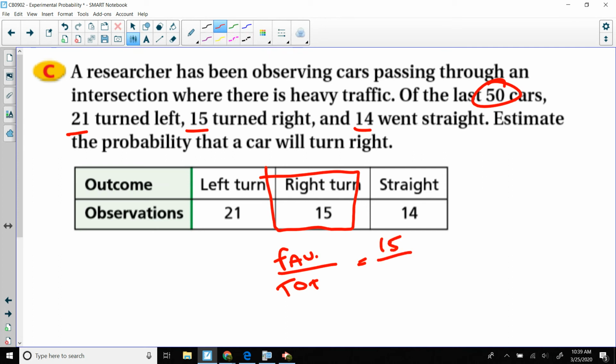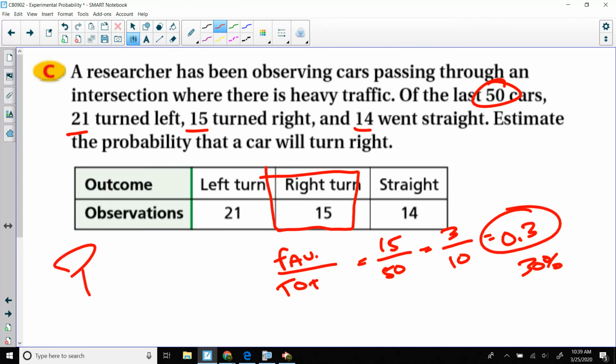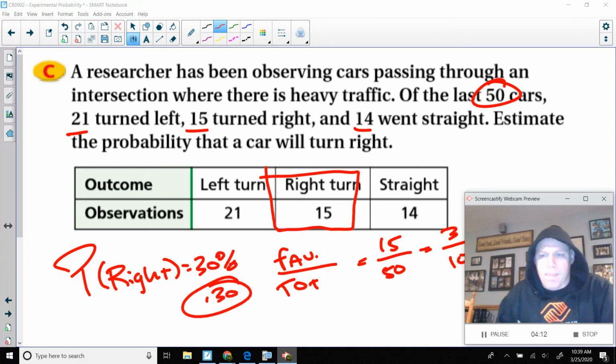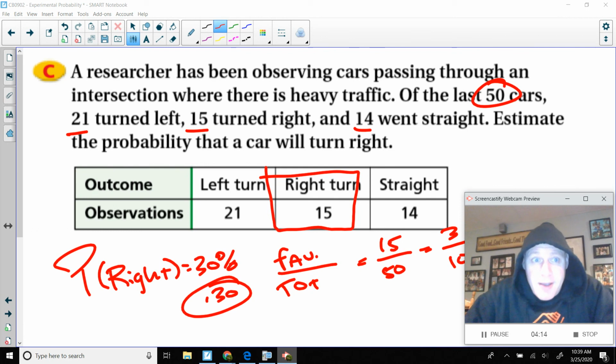15 out of 50. This will reduce down to 3 over 10. 3 divided by 10 is going to be 0.3 or 30%. Again, this is the answer that I'm looking for. So the probability that someone would turn right is going to be equal to 30% or 0.30. That's what I want. All right, easy stuff.